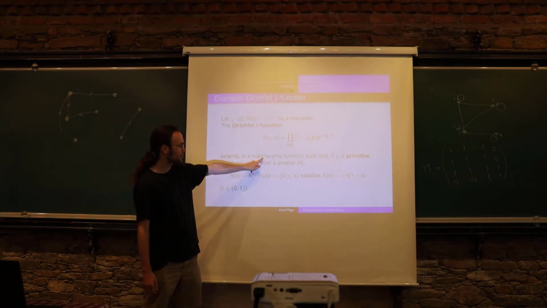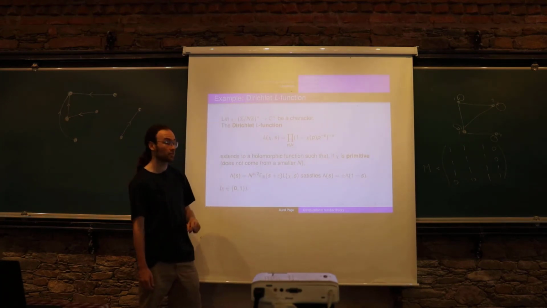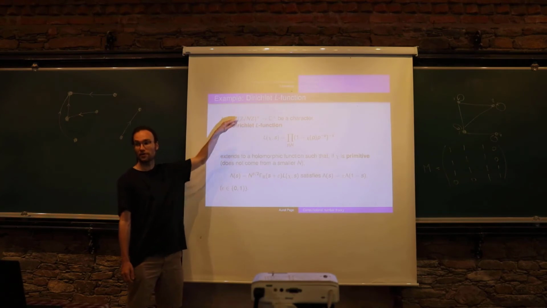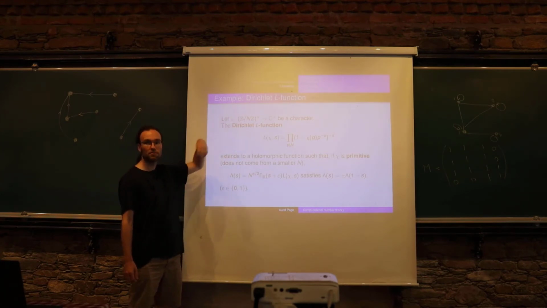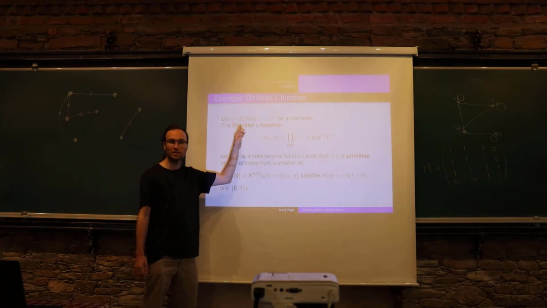I guess I should have said, well, should include, if chi is primitive and not trivial. So primitive meaning that it doesn't come from a smaller n. Such characters may come from a smaller n. In this case, the L function will have slightly less good properties.